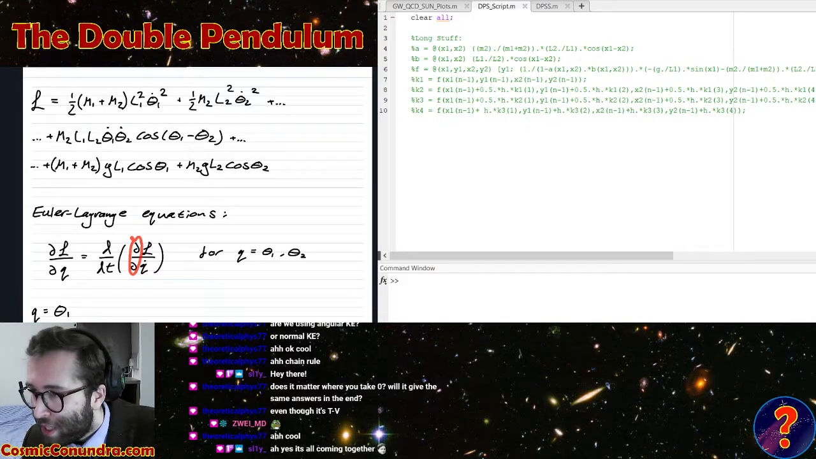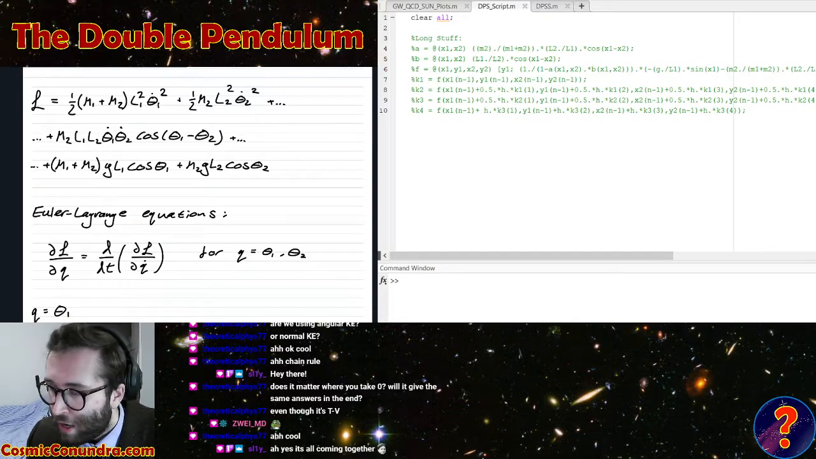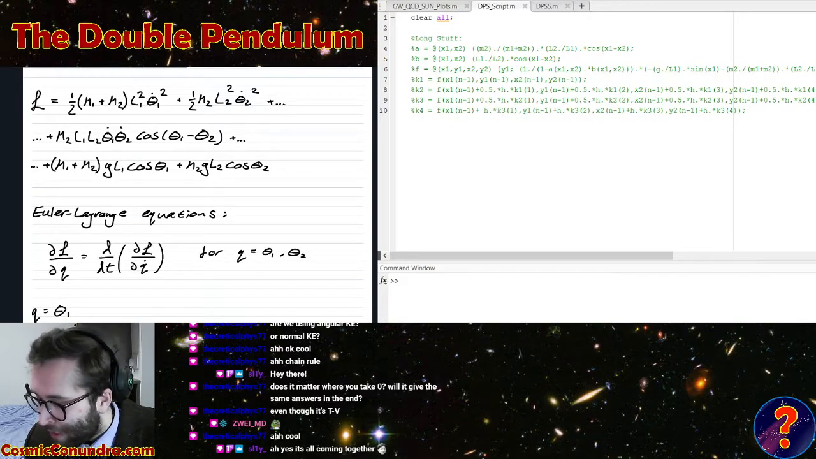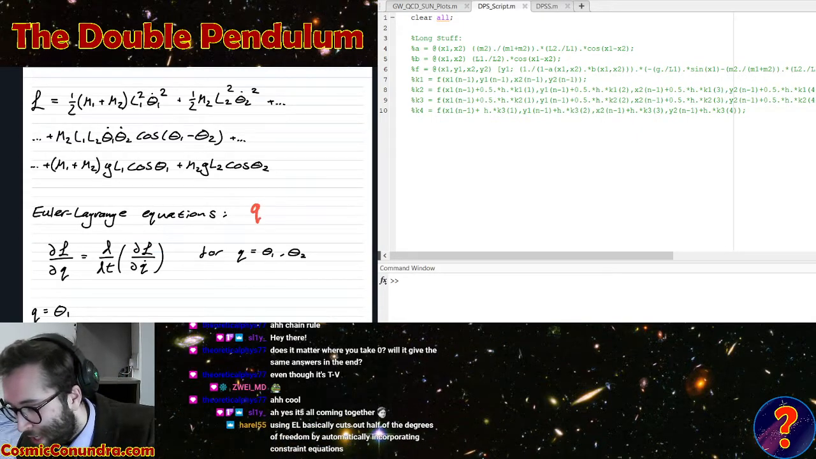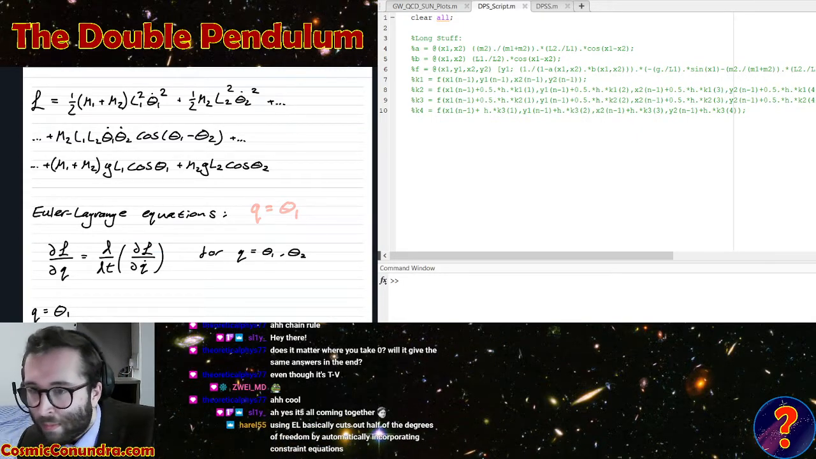So when we differentiate the Lagrangian, we're taking explicit derivatives of them. We don't care about implicit dependencies, only explicit dependencies. In other words, if you see a term which has no Q in it, say for example, we're thinking about Q is equal to θ1.